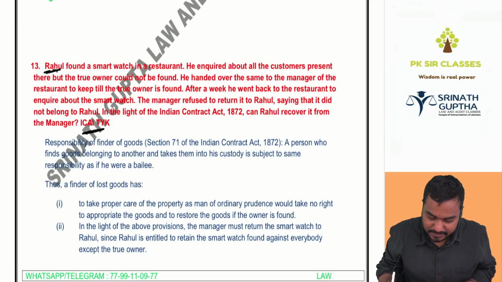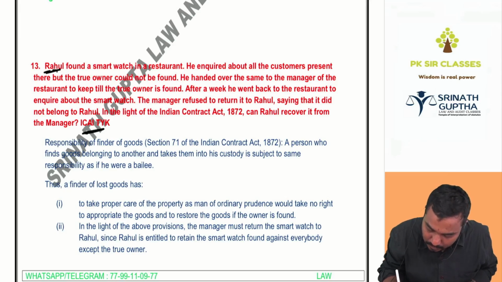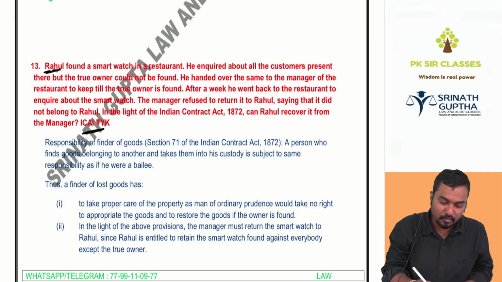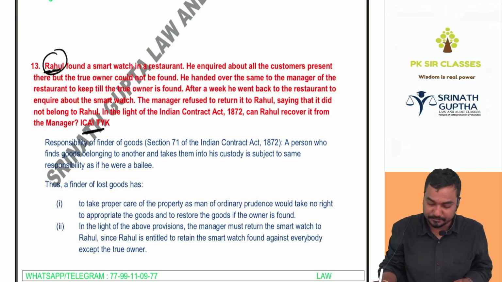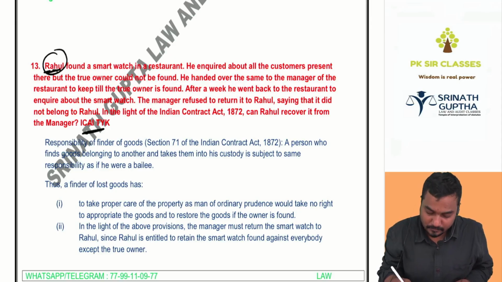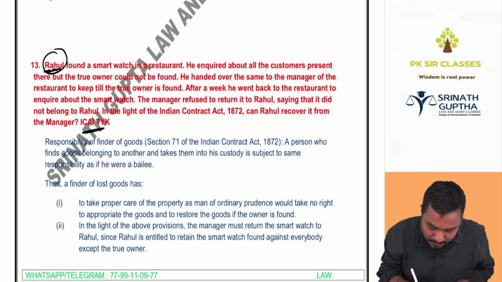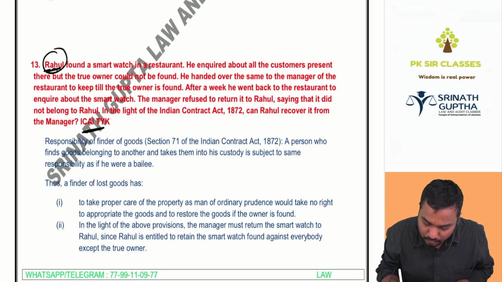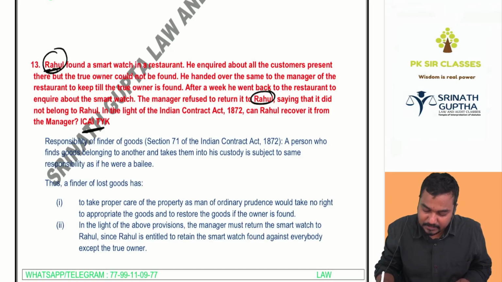Rahul finds a smartwatch in a restaurant, a find of lost goods. He inquired of all the customers present there, but the true owner could not be found. Rahul is the finder of the lost goods. He handed it over to the manager of the restaurant to keep it till the true owner is found. After a week, he went back to the restaurant and inquired about the smartwatch. The manager refused to return it to Rahul, saying that it did not belong to Rahul. In the light of the Indian Contract Act, can Rahul recover from the manager?